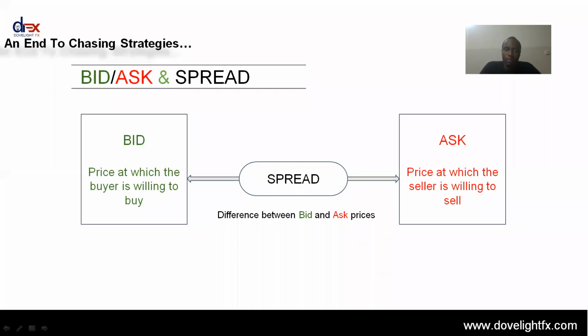So the difference between the bid and the ask price is known as the spread. What do we mean by the spread? It is the difference between the bid and the ask price.